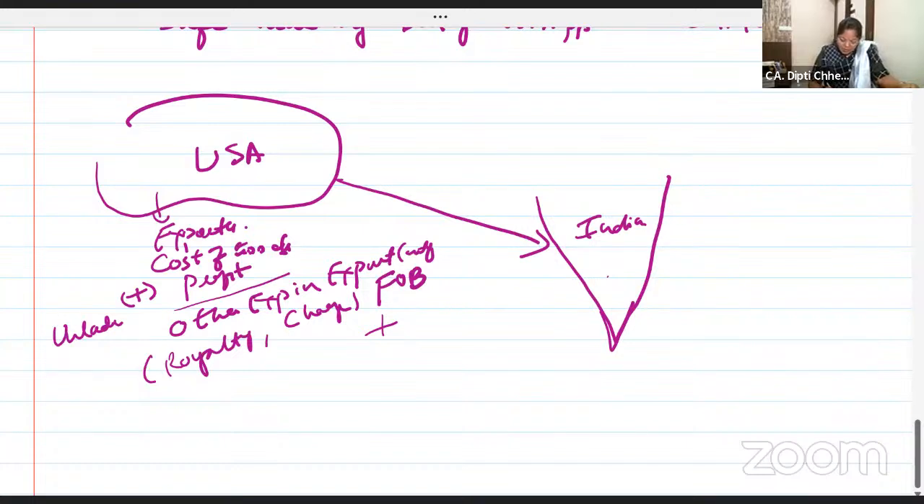So in the free on board, we will add the freight. Ma'am, you are talking about which freight? Air freight, waterways, roadways, whichever freight is coming. And we will add the insurance. We will get the CIF value.